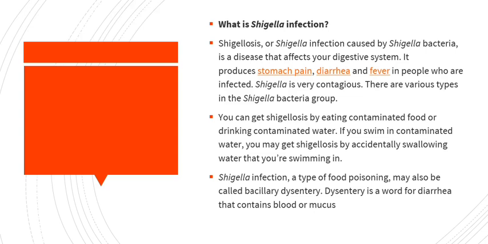You can get shigellosis by eating contaminated food or drinking contaminated water. If you swim in contaminated water, you may get shigellosis by accidentally swallowing the water that you are swimming in. Shigella infection is a type of food poisoning and may also be called bacillary dysentery. This is a word for diarrhea that contains blood or mucus.